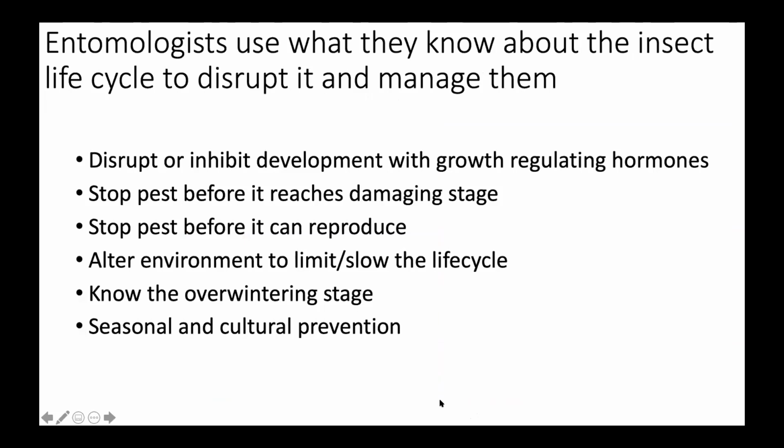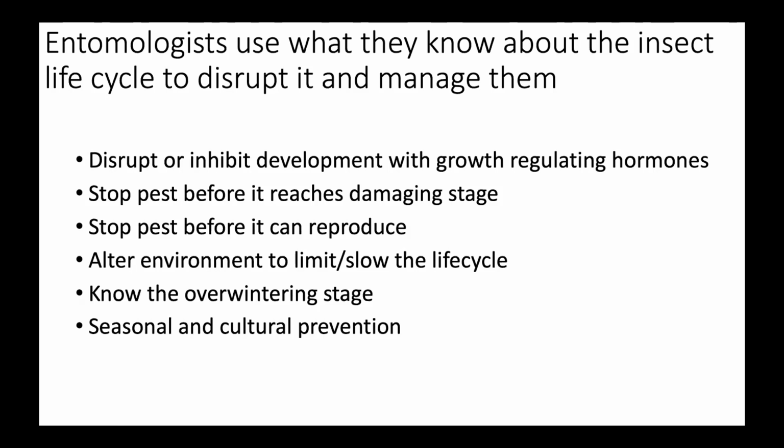So entomologists, we use what we know about the insect life cycle to disrupt and manage them and break that life cycle. We are able to synthesize growth hormones. So we use IGRs sometimes to treat insects like cockroaches and fleas, so that we can limit their growth and stop their reproductive capability. We also know the pests, so we can stop it before it reaches the damaging stages, and also before it reproduces. And so, this is how we can limit them and slow down their life cycle.